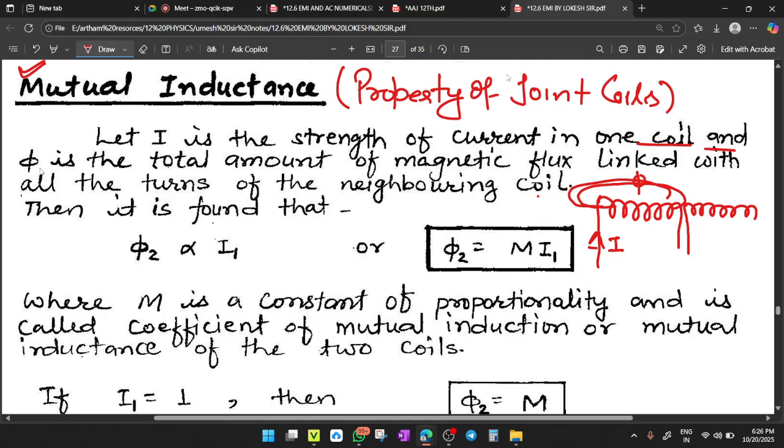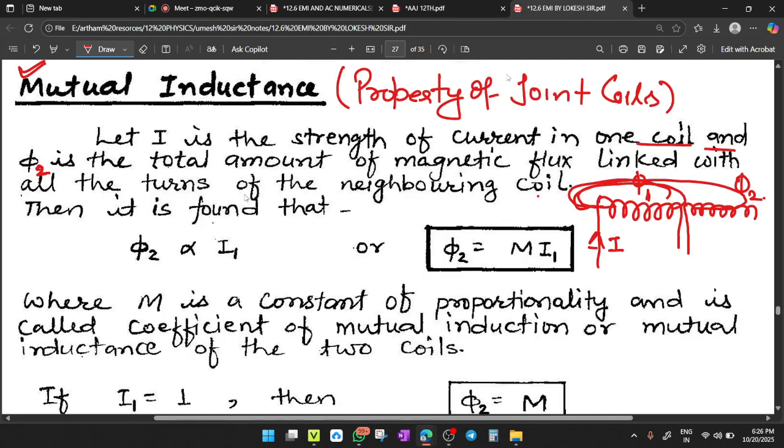Yes, it is. It should be phi 2 here, because the primary coil flux is phi 1, then it will be phi 2. Then it is found that the flux on the secondary coil is directly proportional to the current in the primary coil. Yes, obviously, because the flux depends on the source current I1.